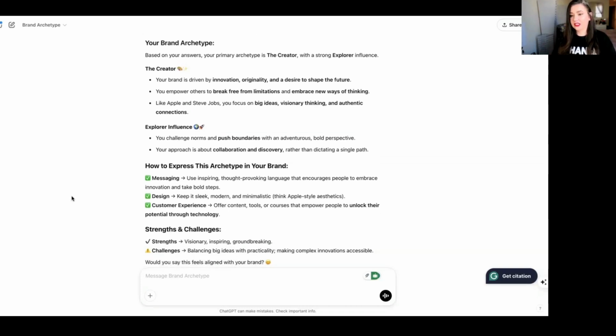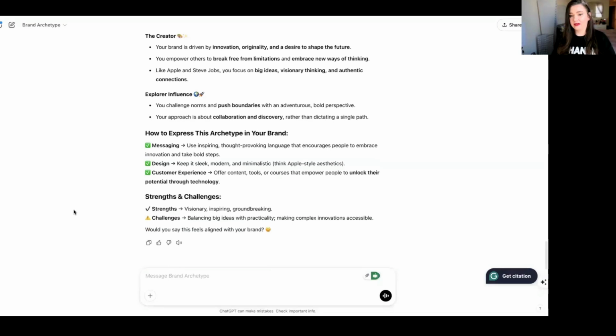The explorer influence encourages you to challenge norms and push boundaries with an adventurous, bold perspective. Your approach is about collaboration and discovery rather than dictating a single path. So, how to express this in your brand, your messaging, your design, customer experience. And then you have your strengths and your challenges, balancing big ideas with practicality, making complex innovations feel accessible.